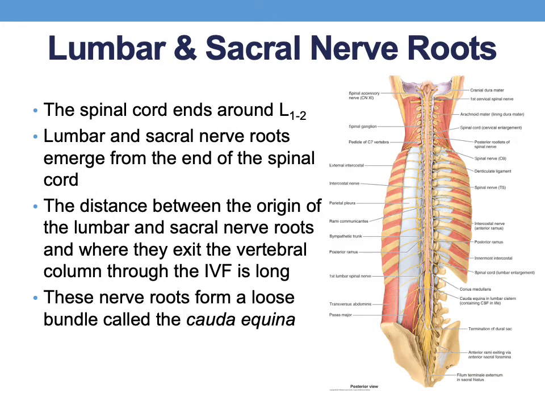Lumbar and sacral nerve roots. The spinal cord ends around L1, L2. Lumbar and sacral nerve roots emerge from the end of the spinal cord. The distance between the origin of the lumbar and sacral nerve roots, where they come off of the cord, to where they exit the vertebral column through the IVF is very long. These nerve roots form a loose bundle of nerve roots called the cauda equina.